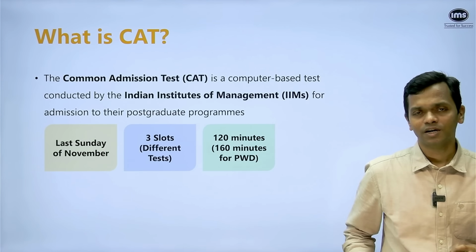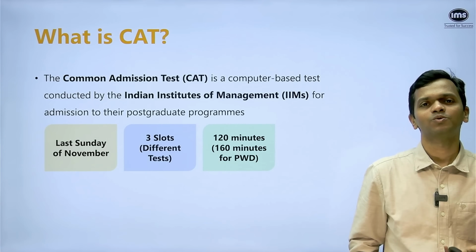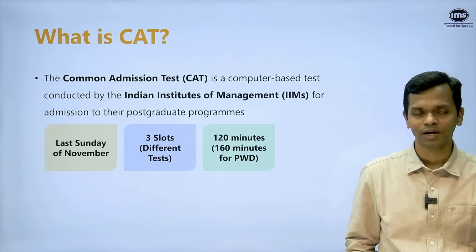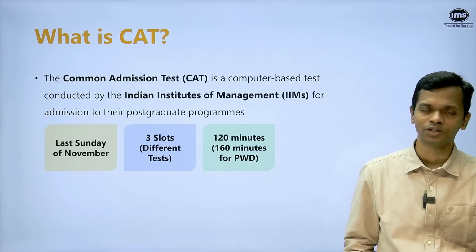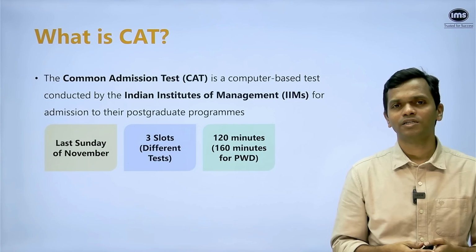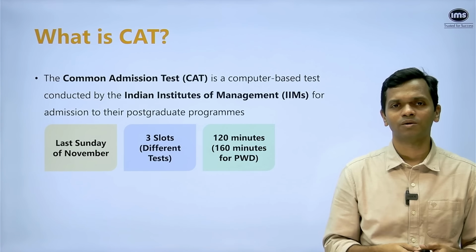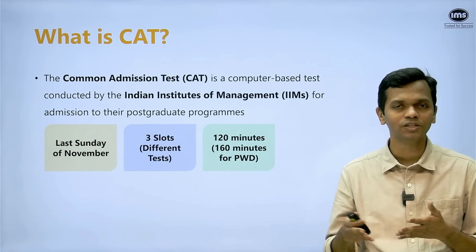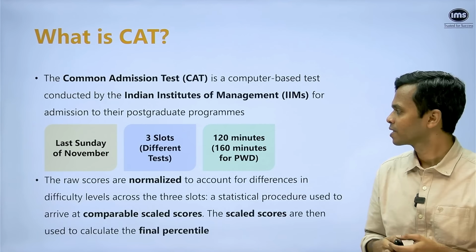Now the format is 120 minutes, so you have 2 hours to attempt the test, and for PWD candidates, you get extra time, and that is 1/3 of the duration. So 120, 1/3 of that is 40. So PWD candidates get 40 minutes additional, which is about 13.33 for each of the sections. That is the additional time that is given.